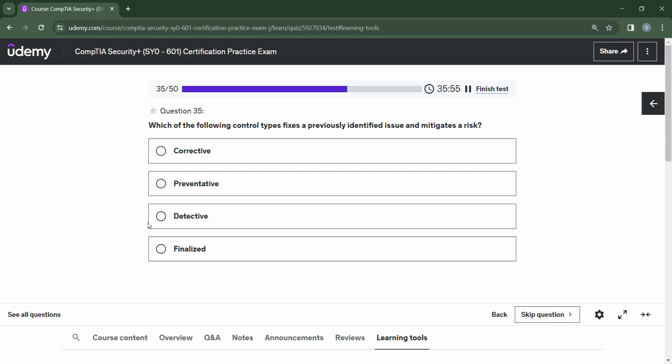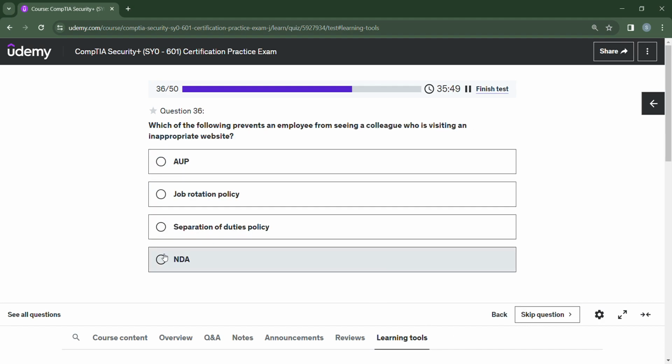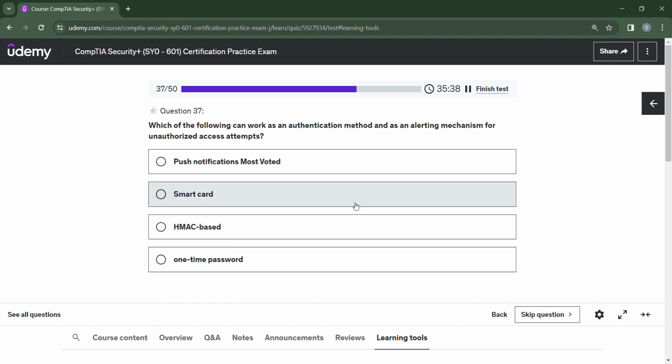Which of the following control types fixes a previously identified issue and mitigates a risk? Corrective. Which of the following prevents an employee from seeing a colleague who is visiting an inappropriate website? Acceptable use policy. Which of the following can work as an authentication method and as an alerting mechanism for unauthorized access attempts? That is push notifications.